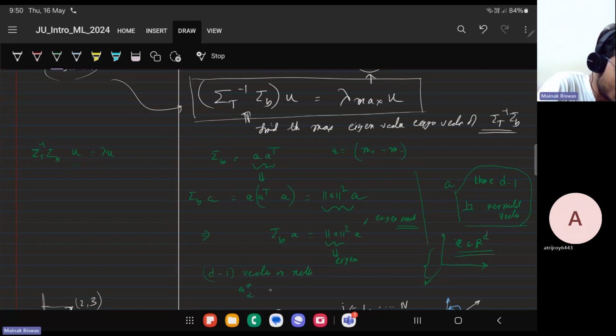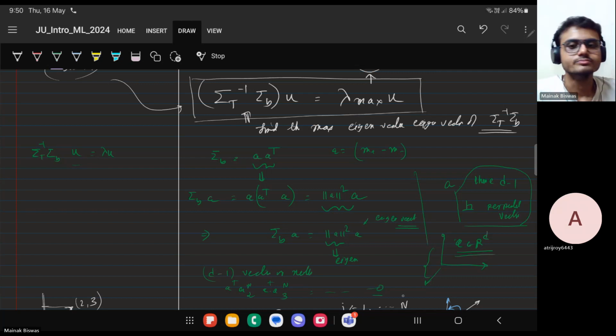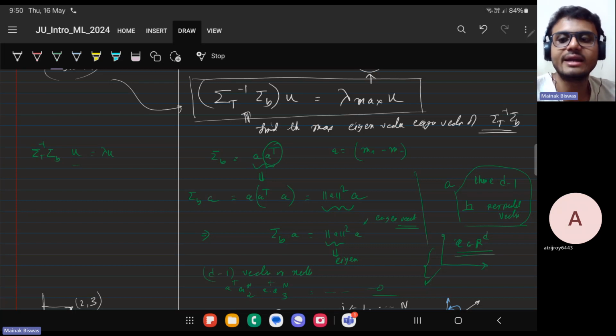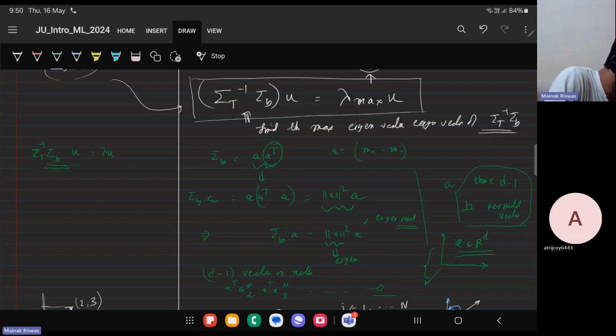This is a very interesting, very important question for your interviews. If you are interviewing, they will ask you this question. All this will become 0. So you have only one eigenvector, right? You can easily find this because the rank of this depends on only one vector. So the rank is 1. It means that only one eigenvalue exists, and all other eigenvalues are 0. Only one exists.